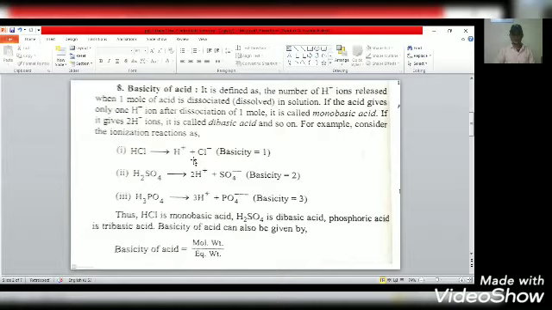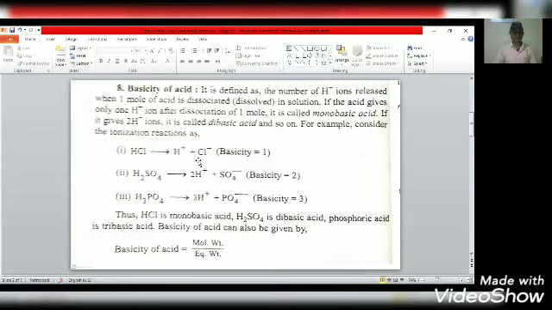The total number of hydrogen present in HCl is one, so the basicity is 1. Next, H2SO4 has basicity 2. How do we calculate it? H2SO4 has 2 hydrogens, which dissociate into 2 H plus and SO4 2 minus ions, the ion being negatively charged. So the basicity is equal to 2.